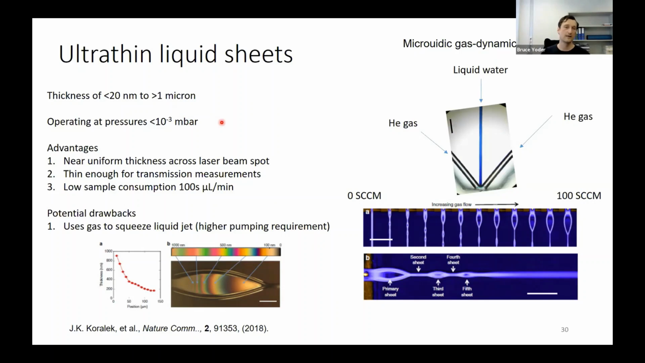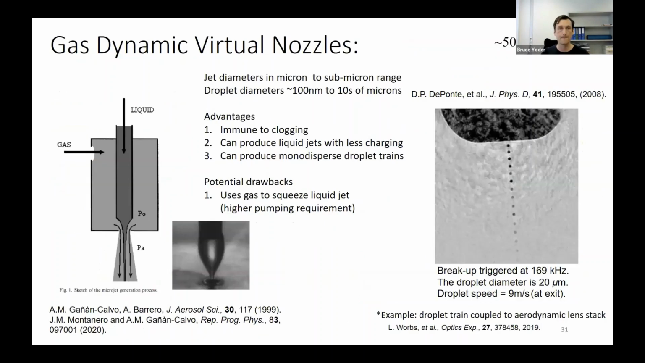Again, this can operate at less than 10 to the minus 3 millibar, with near uniform thickness, and is thin enough in almost all cases for transmission measurements, if you like that. One of the drawbacks is it does have a higher pumping requirement. The last source I would like to mention is the gas dynamic virtual nozzle. Like we just saw for the ultra-thin flat jet, it uses gas to form a virtual nozzle and can produce cylindrical liquid jets with smaller diameters and less charging than the ones I showed using metal orifices or fused silica.